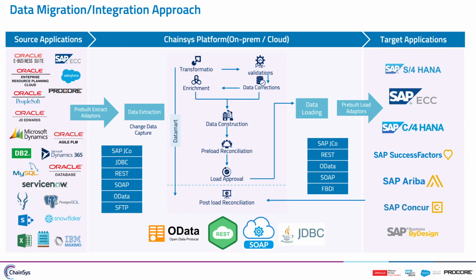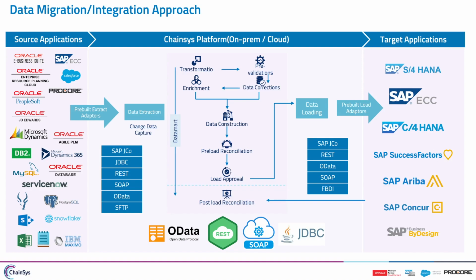And we can pre-validate the data. Based on the pre-validation, if there are any errors, we should be able to do the data corrections here. If you want to enrich the data, you can enrich it directly here. We can do data construction as well, if you want to add a few more records to the existing records. Then we can do the preload reconciliation, and we have an optional load approval. These approvals can be single or multi-level, basically serial or parallel as well.